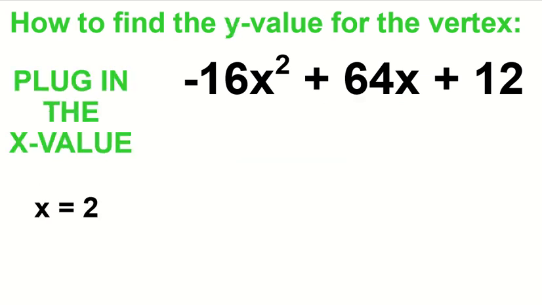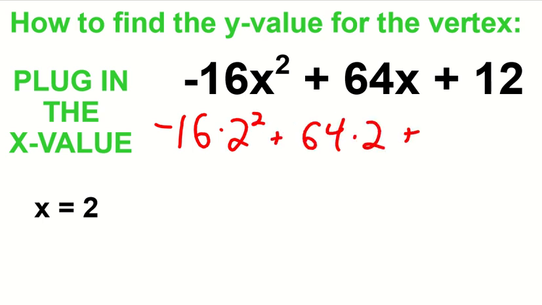So if we got the x value, we need the y value. If it asks you for the maximum or the minimum, or if it asks you for the whole ordered pair for the vertex, you have to do that opposite of b over 2a first. You have to get the x value. That's why that one's important, because even if it's asking for the y value, you still have to do it. So once you get the x value, which we got x equals 2, you plug it into your function. So I'd have negative 16 times 2 squared plus 64 times 2 plus 12.